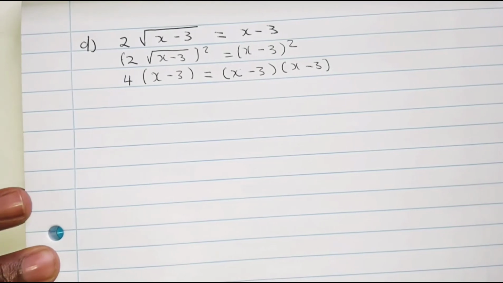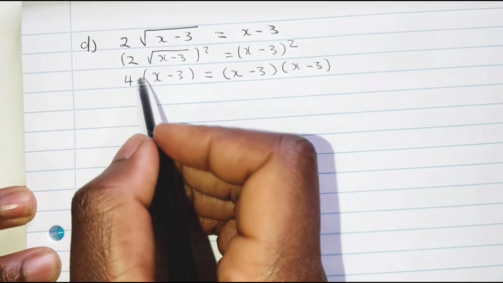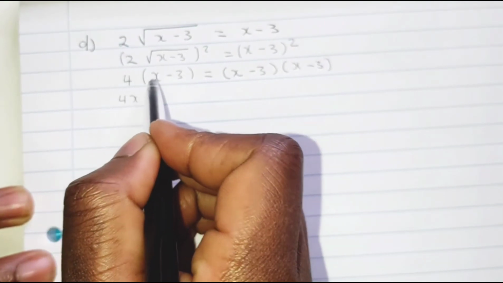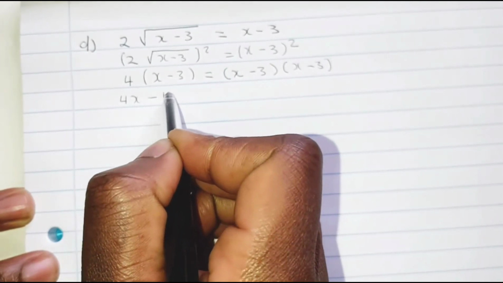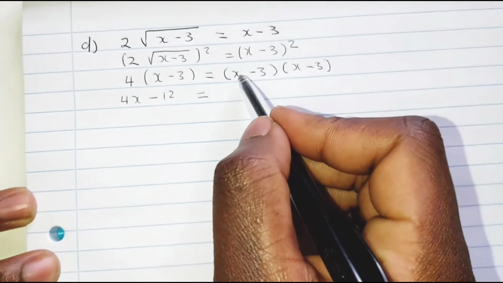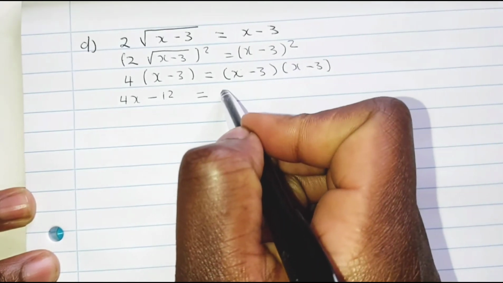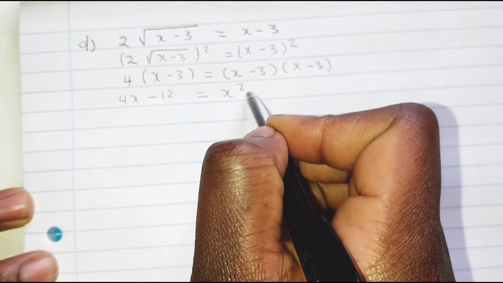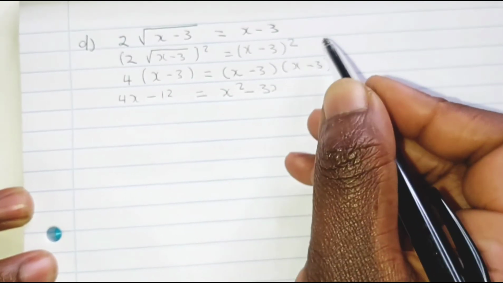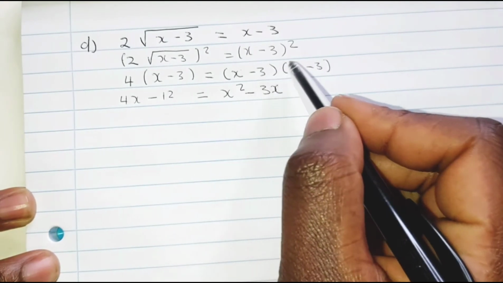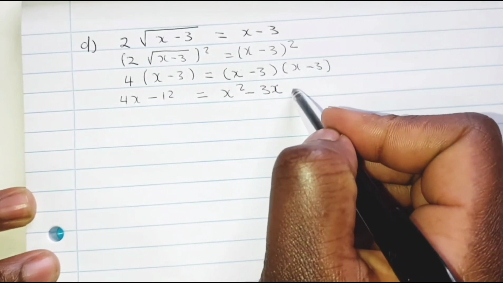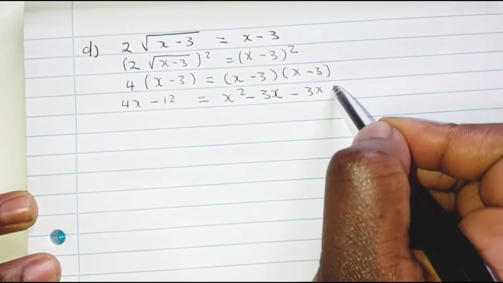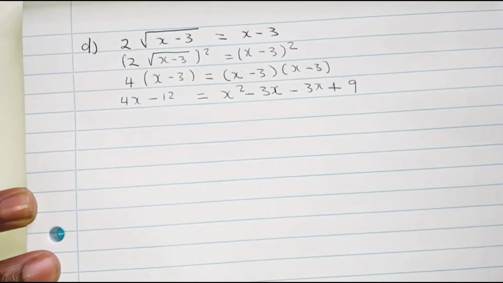So moving to the next step, we're going to solve everything. 4 multiplied by x is equal to 4x. 4 multiplied by negative 3 is going to give us negative 12, right? This is equal to x multiplied by x, which is x squared. x multiplied by negative 3 is going to be negative 3x. Negative 3 multiplied by x is going to be negative 3x. Negative 3 multiplied by negative 3 is going to give us a positive 9, right?